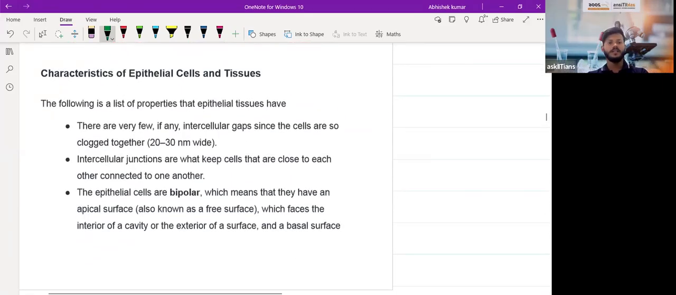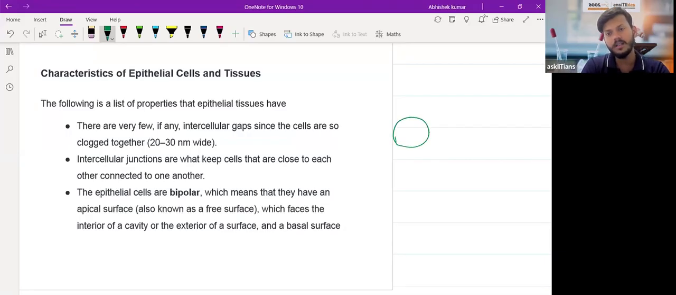In epithelial tissue, there are very few, if any, intercellular gaps, since the cells are so tightly packed together. That is, the distance is only 20 to 30 nanometers wide. Intercellular junctions are what keep the cells close to each other and connected to one another. So one cell is connected to another cell and there is very little space.